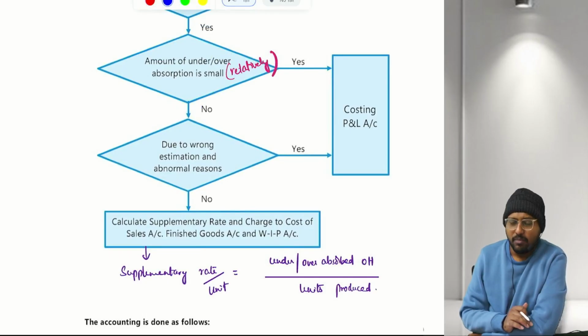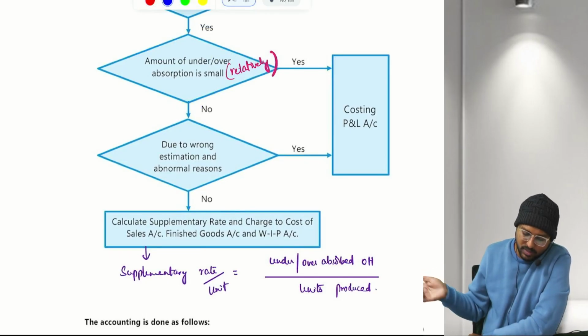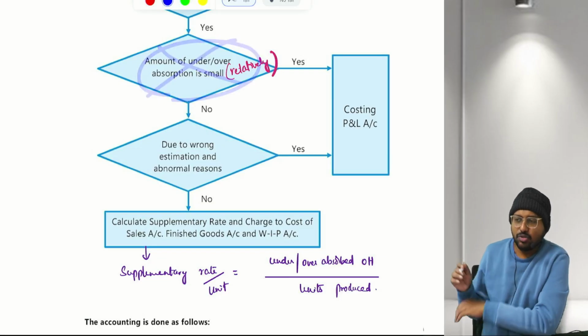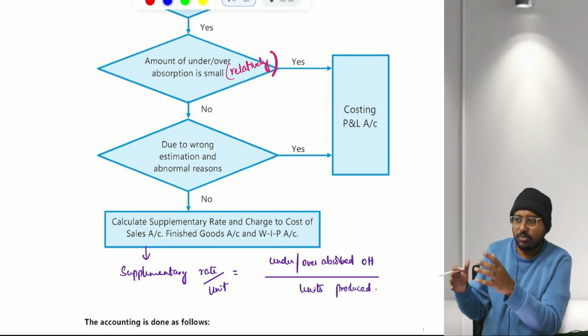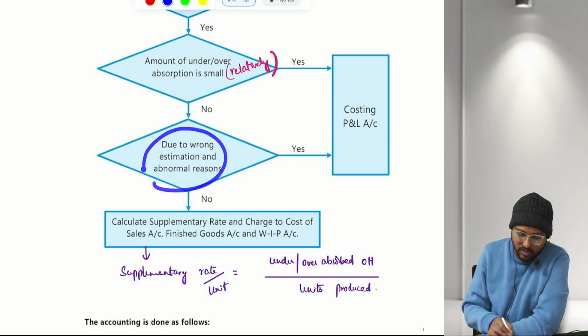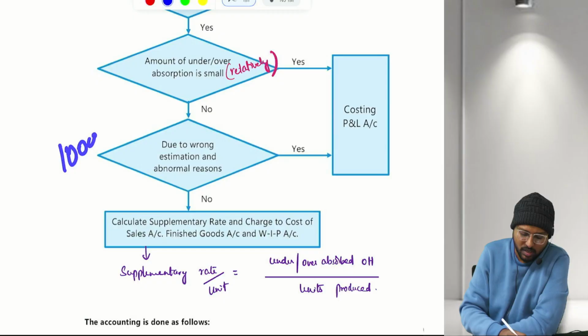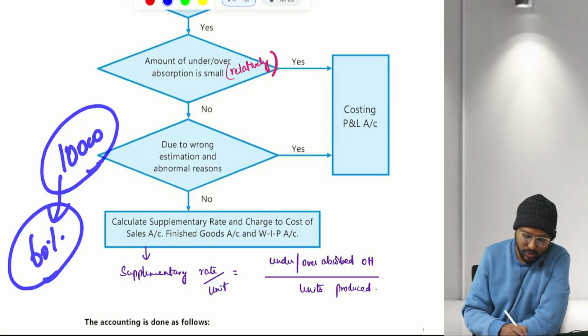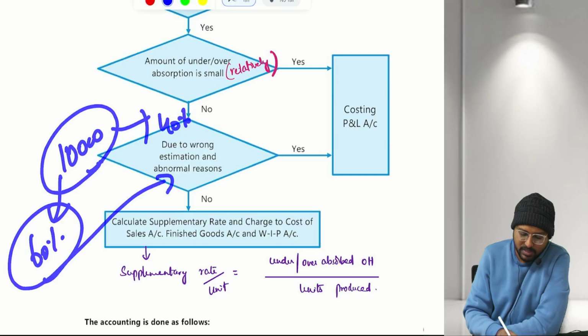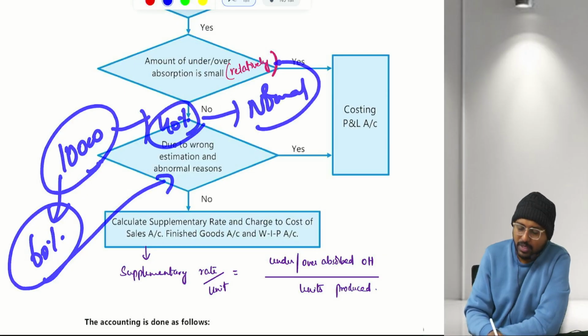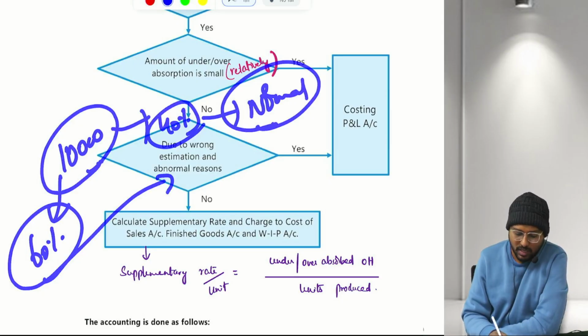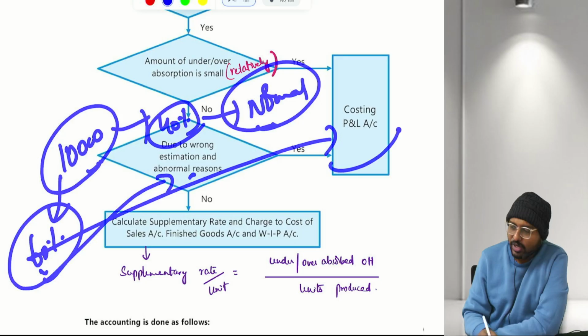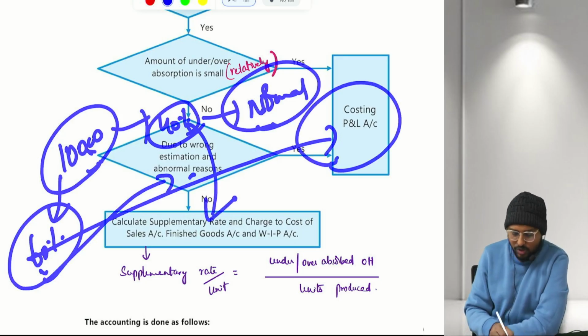Got the point? But as far as I'm concerned, I've seen all your sums. There is no question where your under or over absorbed overheads is small. That situation I have not seen so far. All I've seen is this: there will be under or over absorption, let's say 10,000. In your question, it will say 60% is due to abnormal reasons and 40% is due to normal reasons. Then 60% abnormal, straight away put it in costing P&L. 40% normal, good units will absorb.